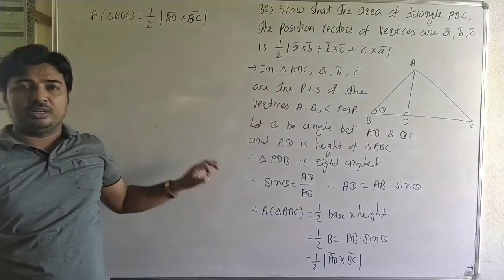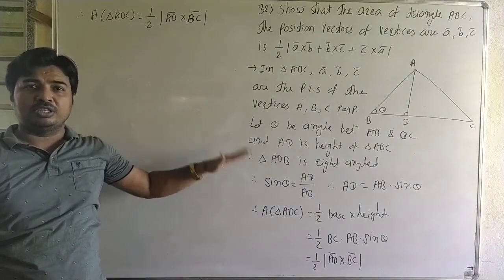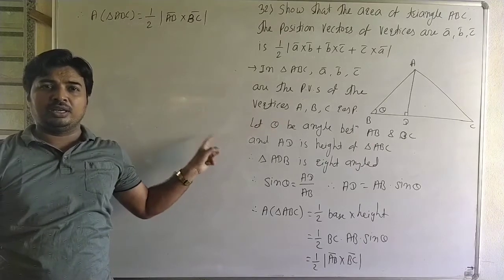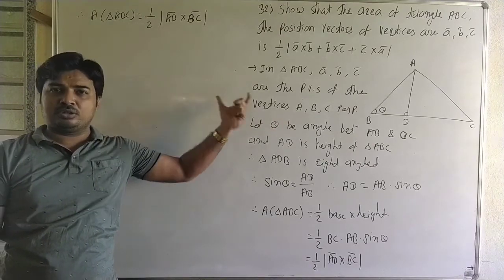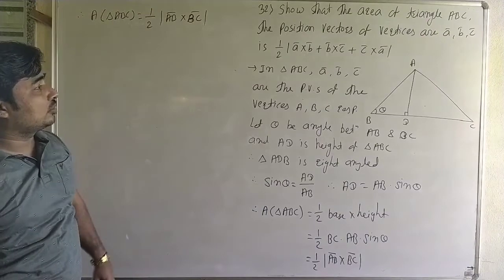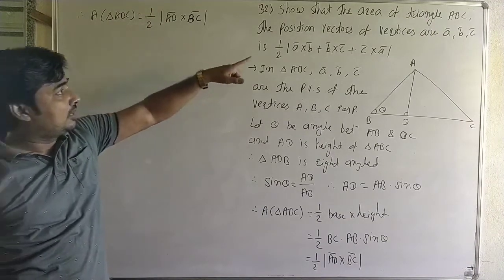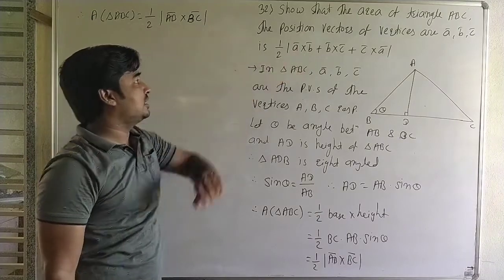Then the area of the triangle is 1/2 magnitude of AB cross AC. If A bar and B bar are the two sides of the triangle, then the area of the triangle is 1/2 magnitude of A bar cross B bar. It is one formula for the area of a triangle. But here we want to prove the area of the triangle by another formula.